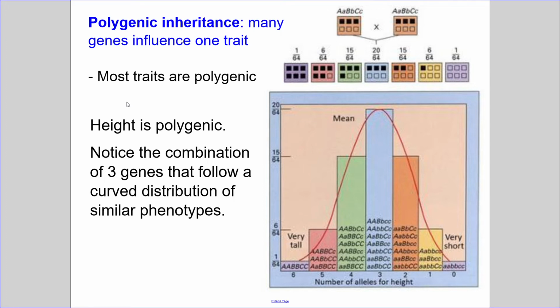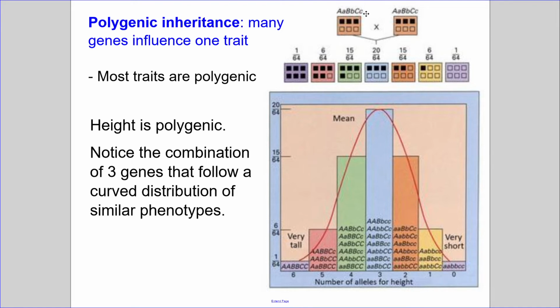This is when many genes influence one trait. Most traits are polygenic, so the vast majority of your 36,000 traits or however many you have, they usually follow this polygenic inheritance. So height is a really good example. So notice the combination of 3 genes that follow a curved distribution. So we have 3 genes here, the A gene, the B gene, and the C gene.